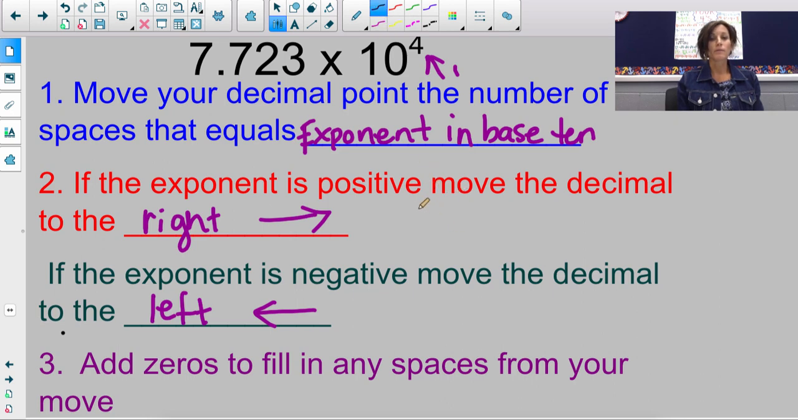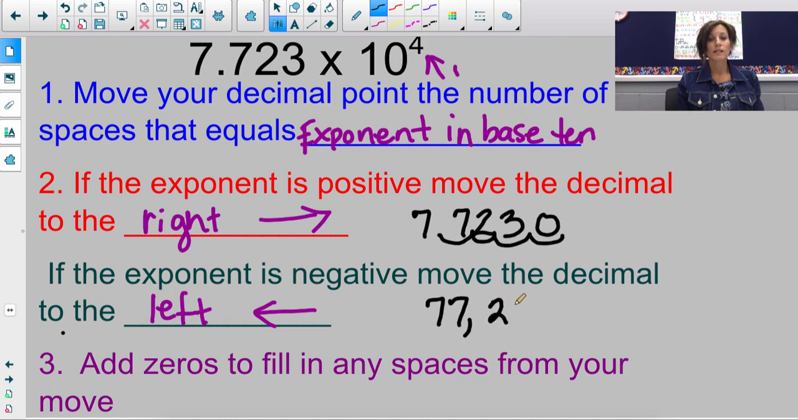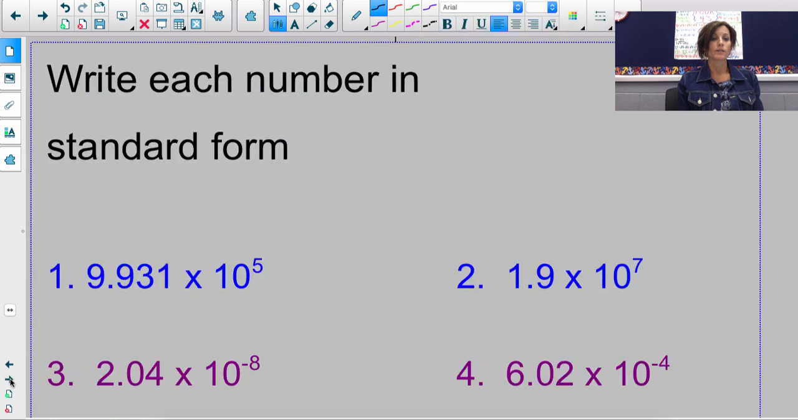So, in our example, 7.723, the exponent in the base 10 is 4. It's positive. We need to move it 4 spots to the right. We need to multiply that. We've had those discussions in elementary school, so this should not surprise you. So, our new number, as we rewrite it without our messy move, is 77,230, and yes, we should be including commas at our age. So, these 4 examples are taking a look at moving the decimal to the right for positive and to the left for negative. If you want to pause it and see if you're right, go for it.